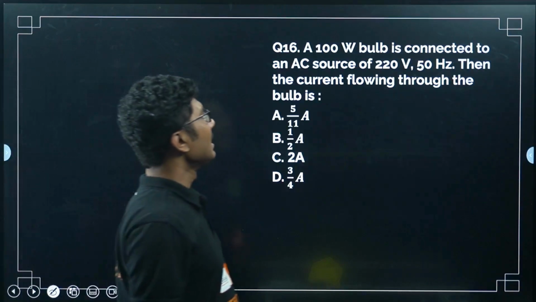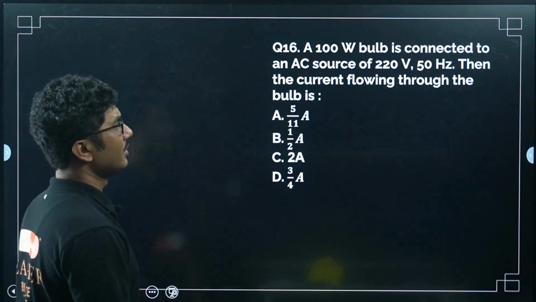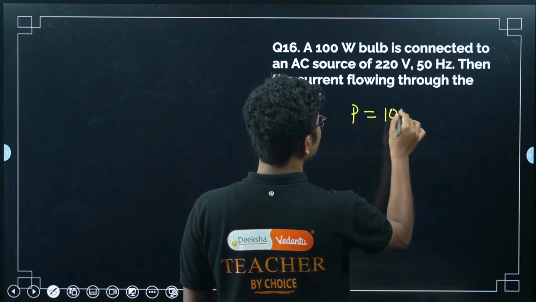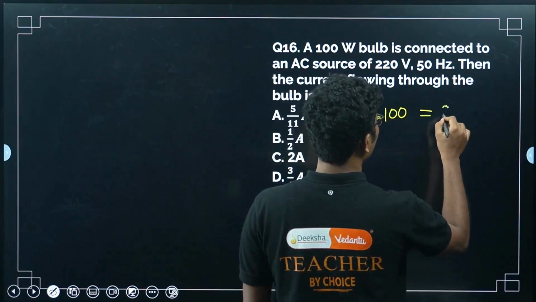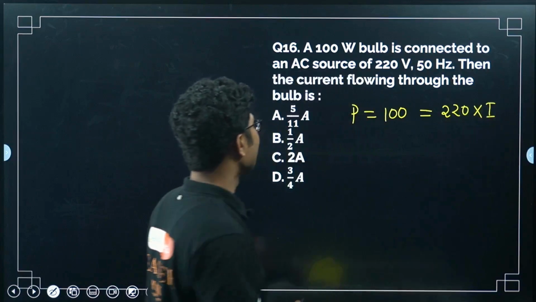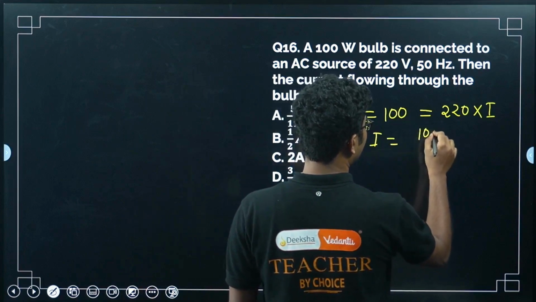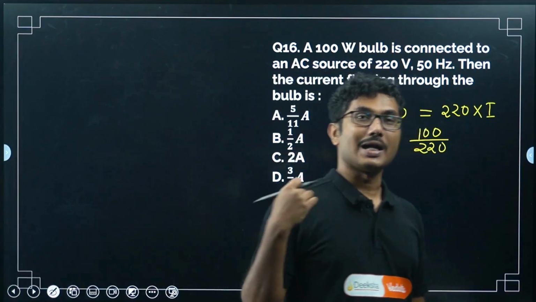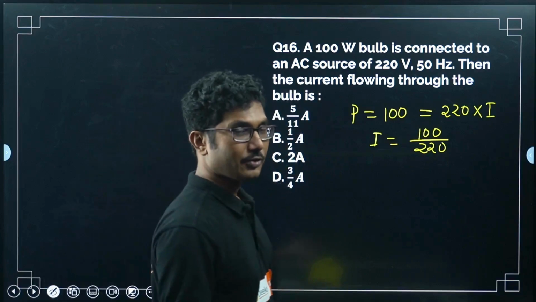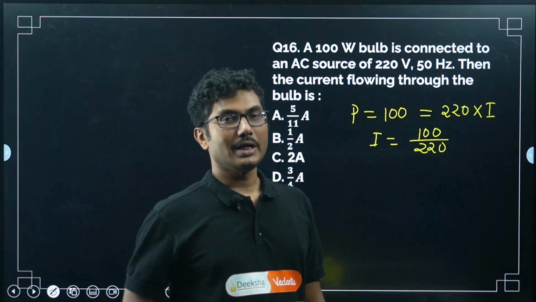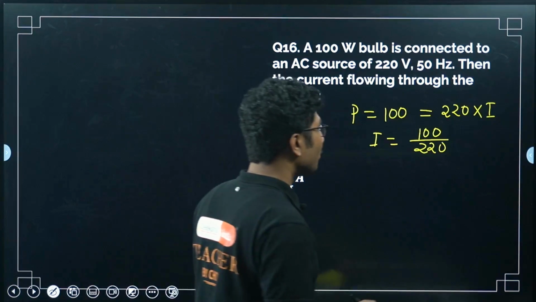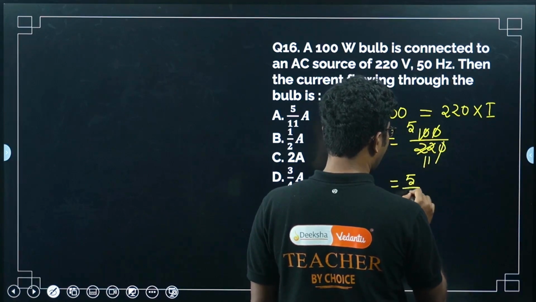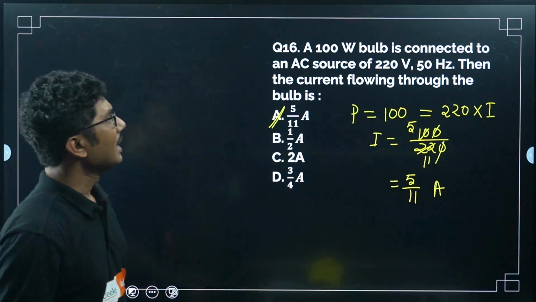Now a 100-watt bulb is connected to an AC source of 220 volts, 50 hertz. Then the current flowing through the bulb is? They have given a 100-watt bulb, so power is 100 watts, and voltage is 220 volts. They have asked what is the current through the bulb. Current through the bulb is 100 divided by 220. If they don't mention anything, current means RMS current and voltage means RMS voltage. If they particularly mention peak voltage or peak current, then it is something else. But otherwise it should always be RMS current, RMS voltage. Remember that. So 5 by 11 ampere is the current flowing through the bulb.